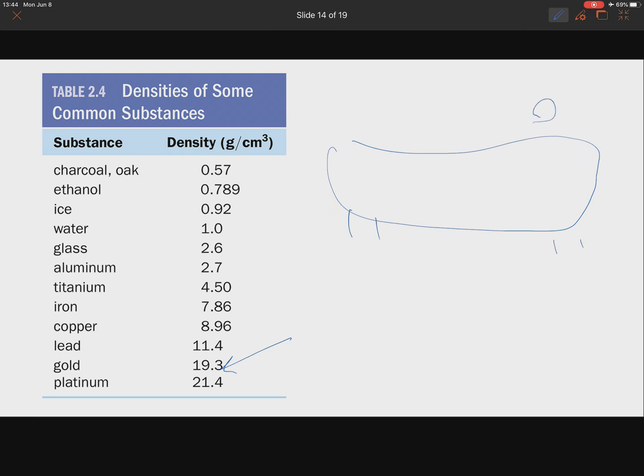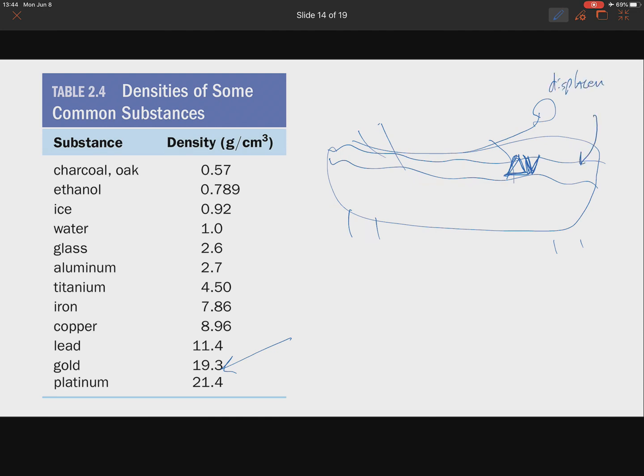He gets in the bathtub, and the water level rose, right? Here was the water, and then it rose higher by some amount. Let's call it dV, delta volume. And then he said, Eureka! I figured it out. And what he figured out was that he can measure volume by something called displacement.